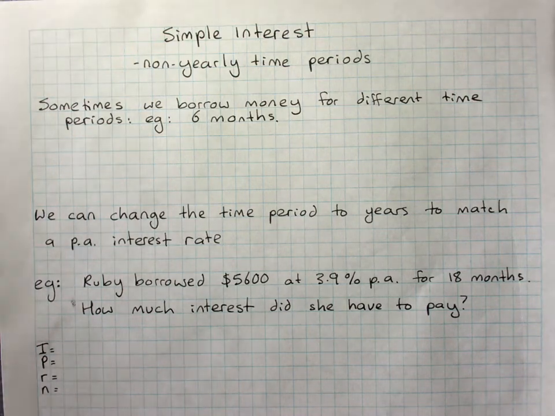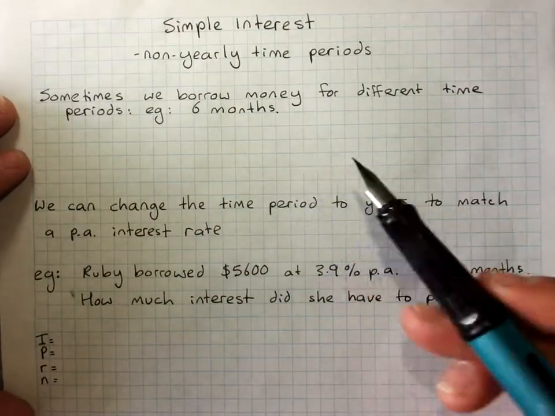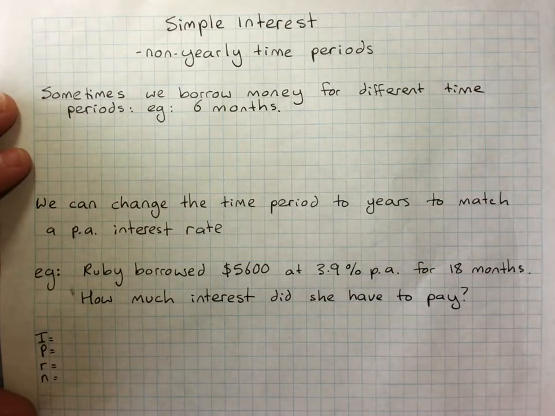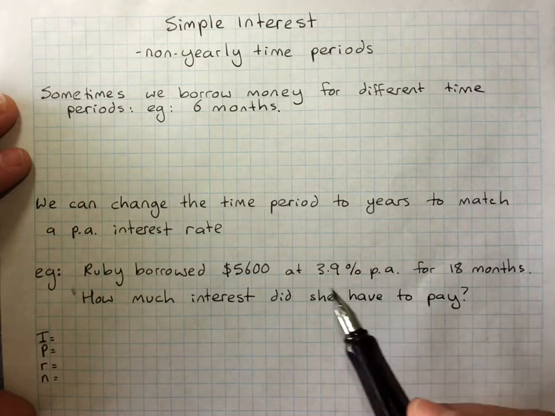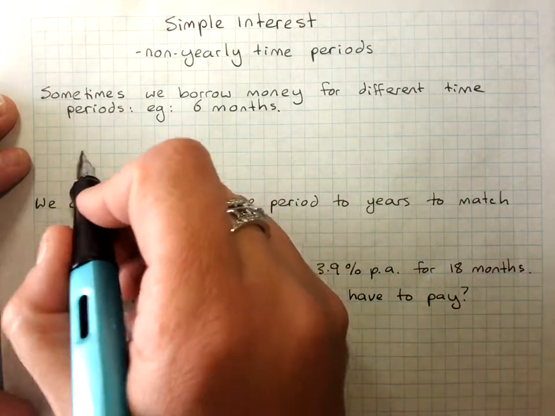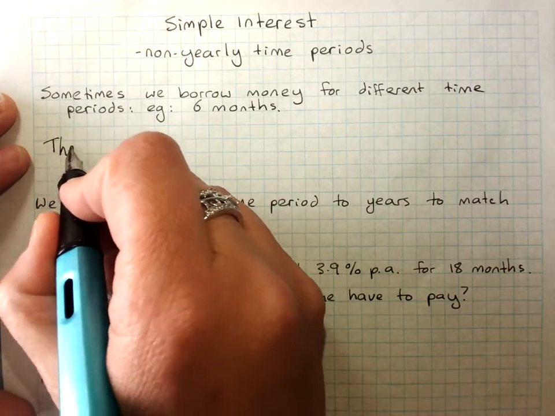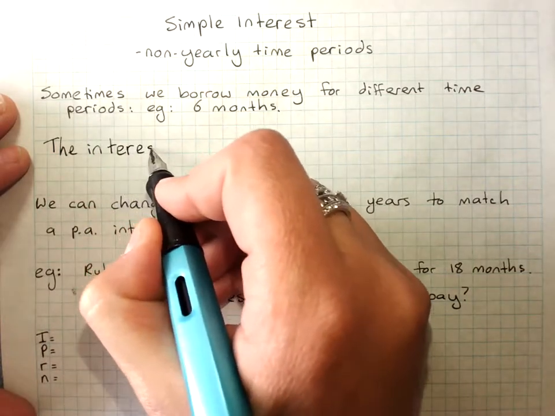Simple interest for non-yearly time periods. Sometimes we borrow money for different time periods. For example, we might borrow money for 6 months or 5 months. And our interest rate is usually given as per annum. The really important rule here is that the interest rate and the time period have to match.